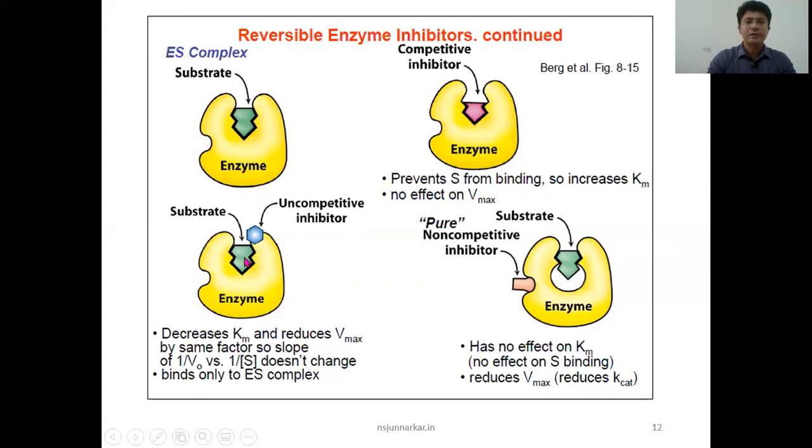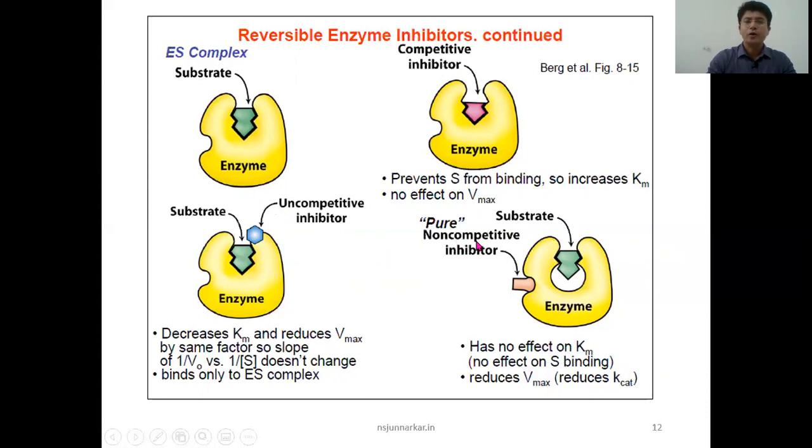Here, in case of uncompetitive inhibition, the inhibitor binds to a site which is different from the substrate binding site. But this site appears when the substrate binds to the enzyme. So upon binding of the substrate to the enzyme, a site is created on the enzyme where the uncompetitive inhibitor binds. So here the uncompetitive inhibitor binds to the ES complex, forming the ESI complex.